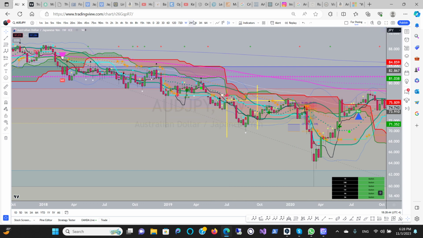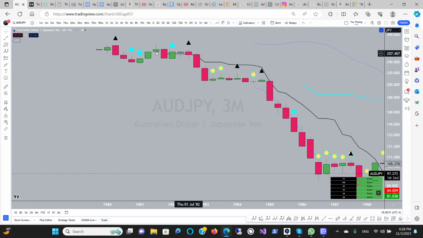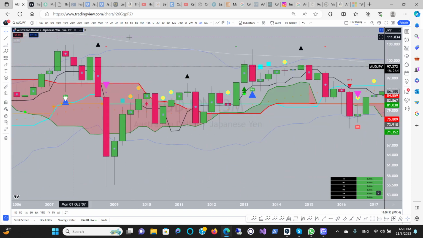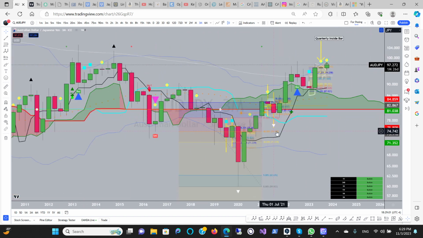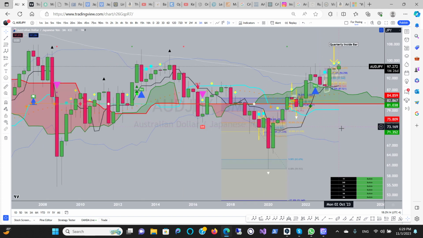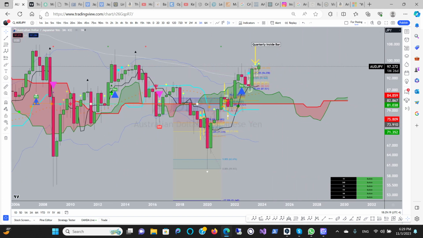So it seems to me that looking at these NR7, NR4 bars or inside bars, it prepares us for what's to come. It gives us some chance to get into the market and extract a profit from the market, if we wait for a pattern or breakouts. That's what it seems to me. That's the picture here.